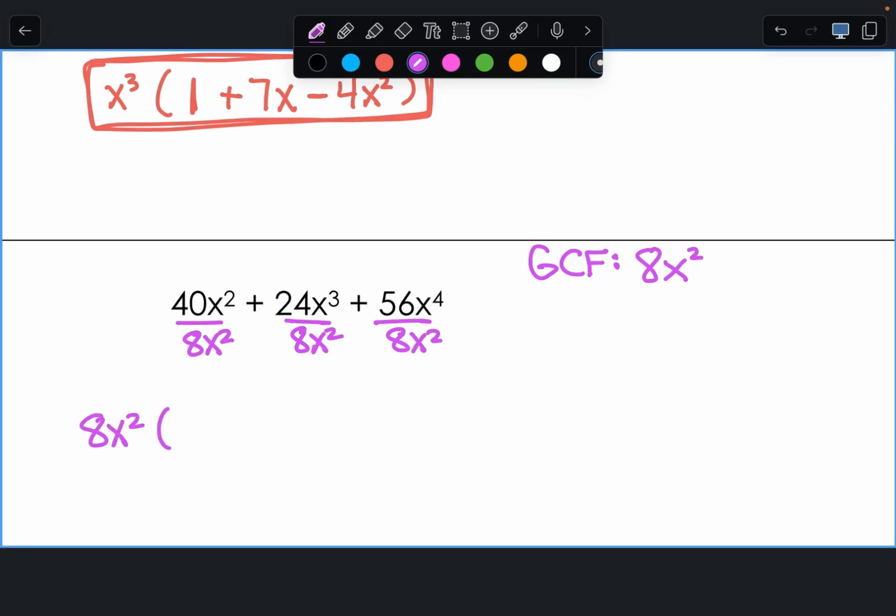Now, first divide the numbers, then subtract the exponent. 40 divided by 8 is 5. X squared, or the 2 minus 2 is 0, so it cancels out. Bring down the plus sign. 24 divided by 8 is 3. X, 3 minus 2 is x. You can put x to the first, it doesn't matter. 56 divided by 8 is 7. 4 minus 2, x squared.